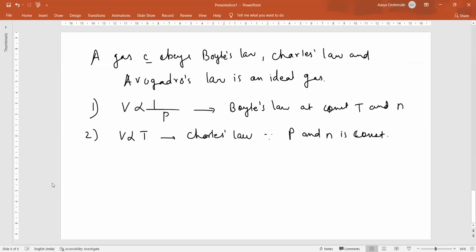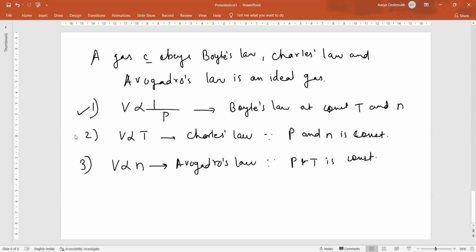And the third one is Avogadro's law, that is V is proportional to n, that is volume is directly proportional to the number of moles, where pressure and temperature are kept constant. So remember all three laws: Boyle's law, Charles' law, and Avogadro's law, and remember the things which are kept constant. In Boyle's law, temperature and number of moles are constant. In Charles' law, pressure and number of moles are constant. And in Avogadro's law, pressure and temperature are both kept constant.